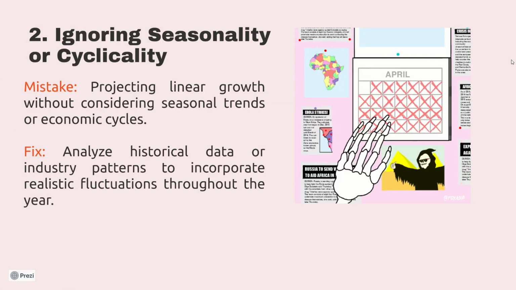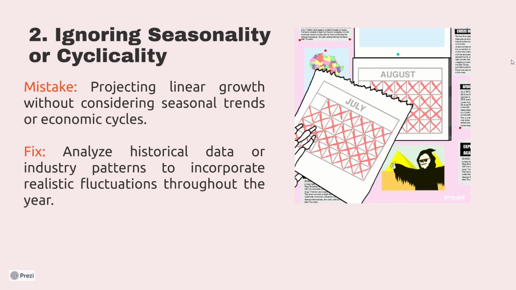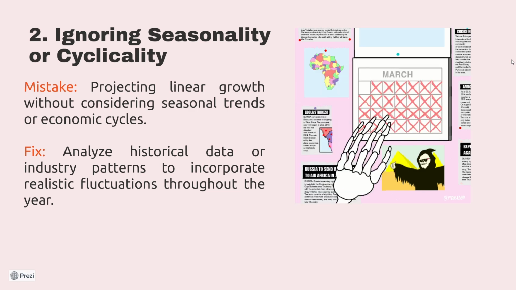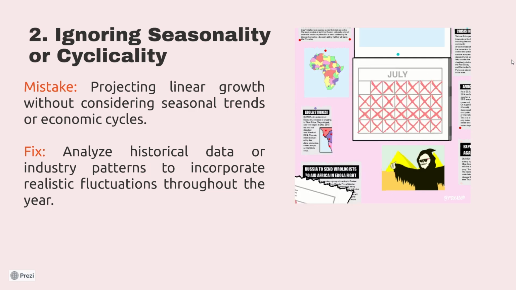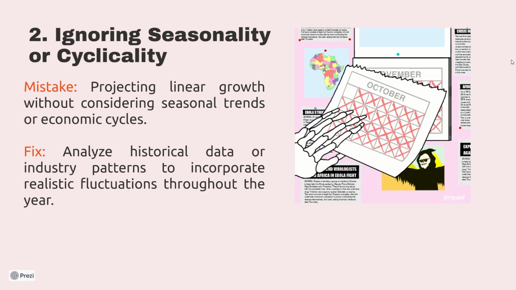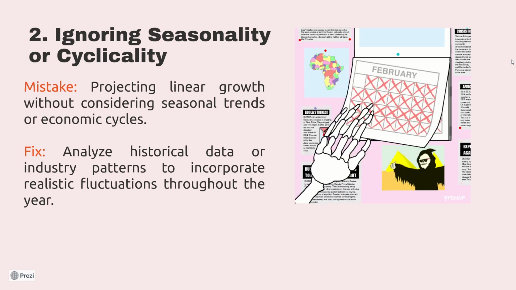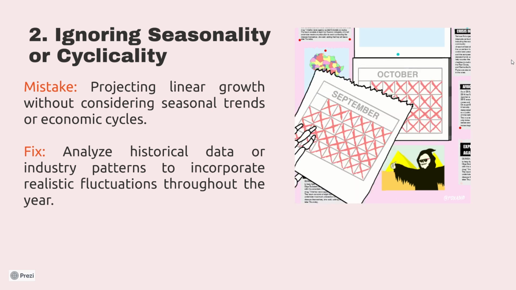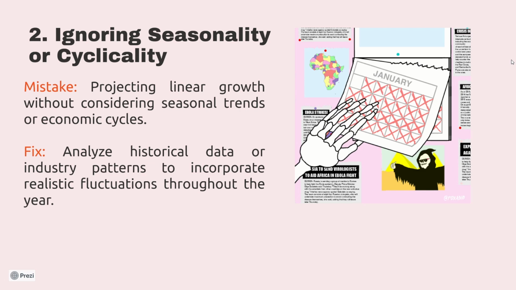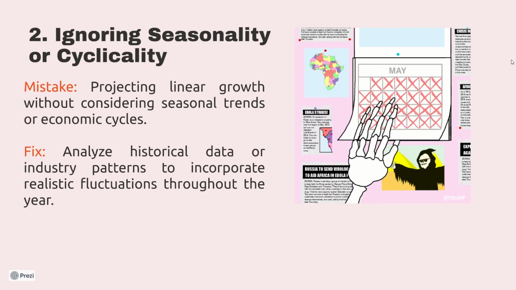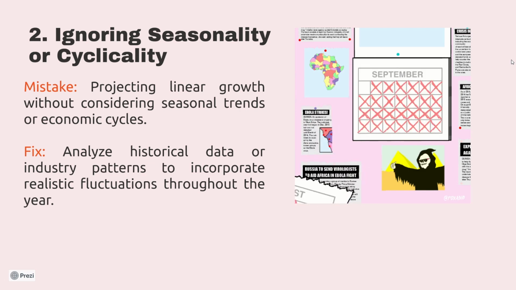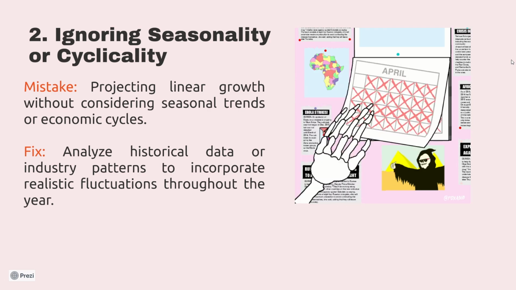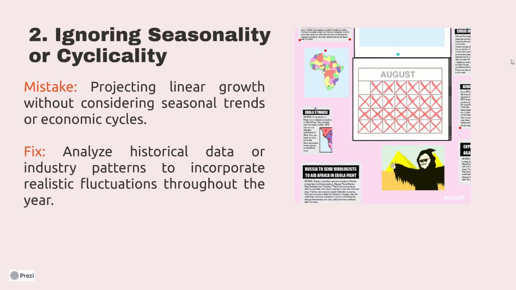Ignoring seasonality or cyclicality. Projecting flat or straight-line growth fails to capture real-world fluctuations. Many industries like retail, tourism, or agriculture have strong seasonal patterns. Ignoring these can lead to poor cash flow planning and inventory issues. We need to review the past data and industry patterns, and build seasonality into our model. Financial projections must represent ups and downs over time, accounting for seasonality or cycles.